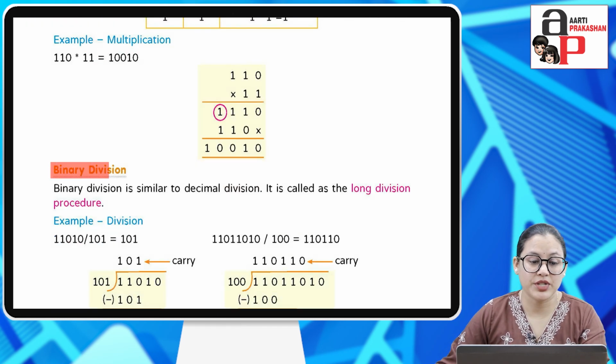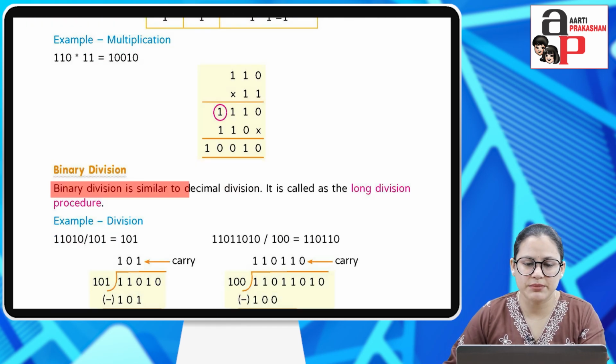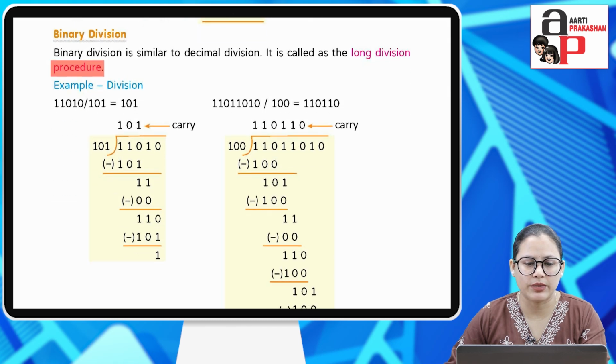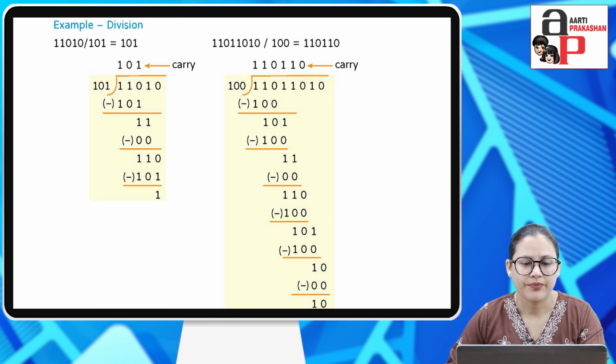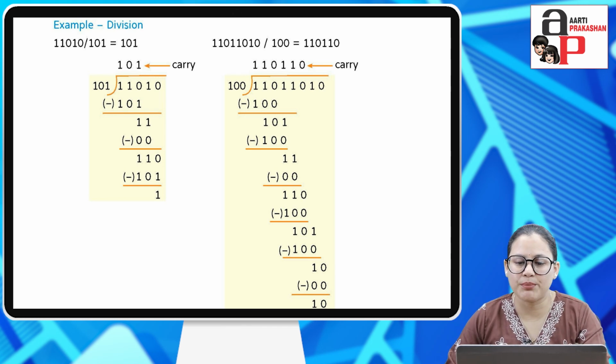Okay. Now binary division. Binary division is similar to decimal division. It is called a long division procedure. So let's divide 11010 by 101. Okay. So see the division. Okay. So we'll get the quotient of 101. Okay. And there is one more example here.